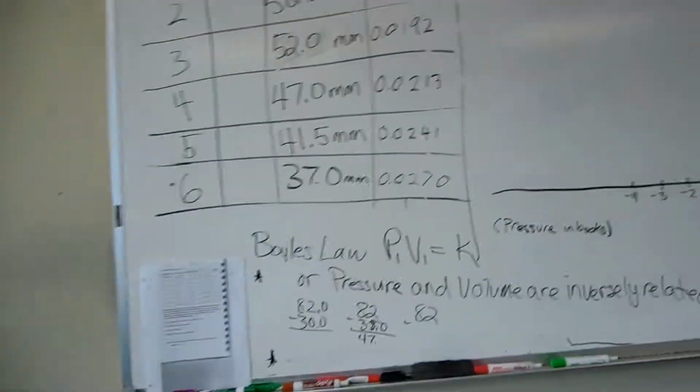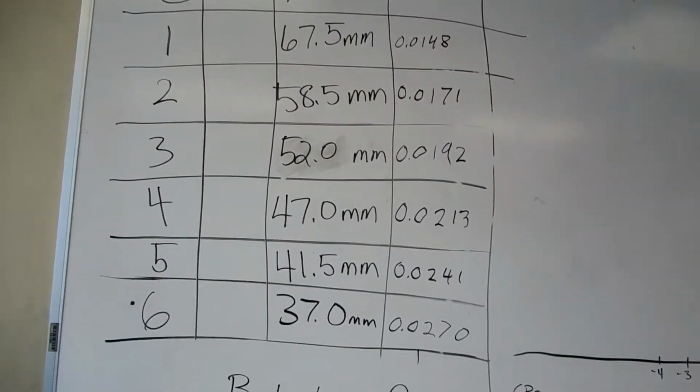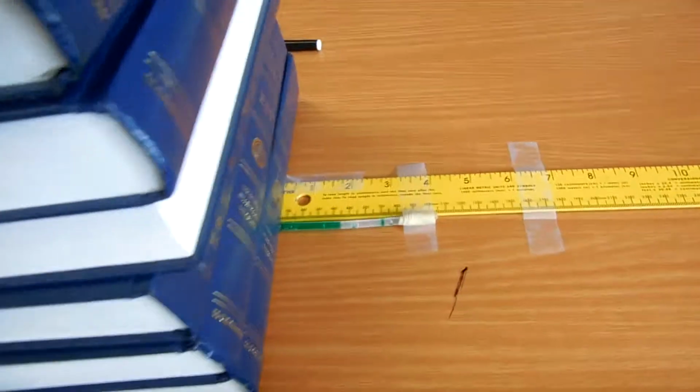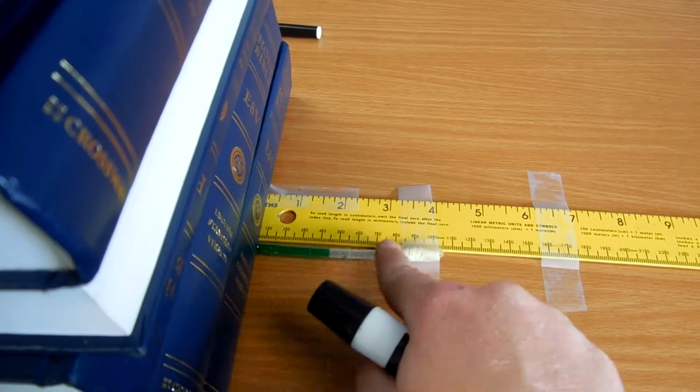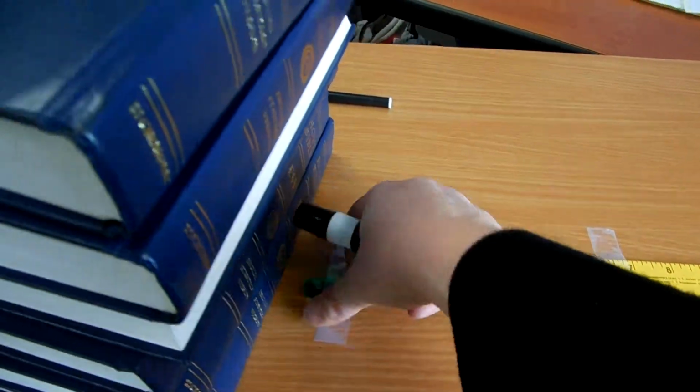Okay, so we took data for books. The little column of gas kept shrinking as we applied pressure, which is no surprise because according to Boyle's law, we know that as pressure increases, volume will decrease. So the volume of our gas decreased as pressure increased. So I'll pull the books off.